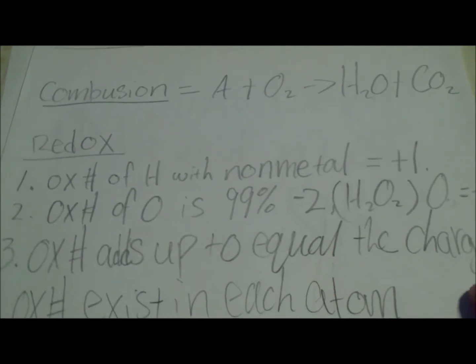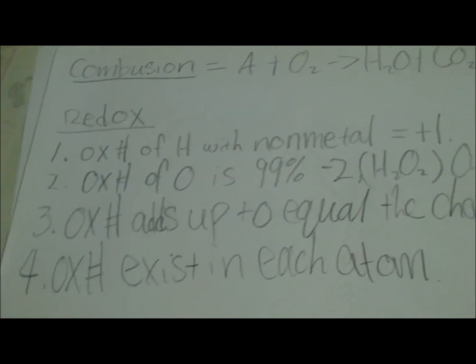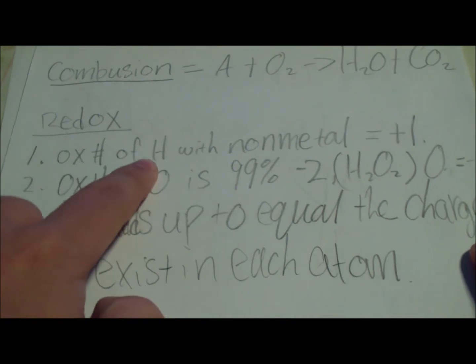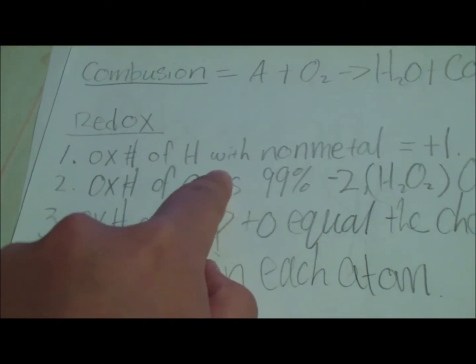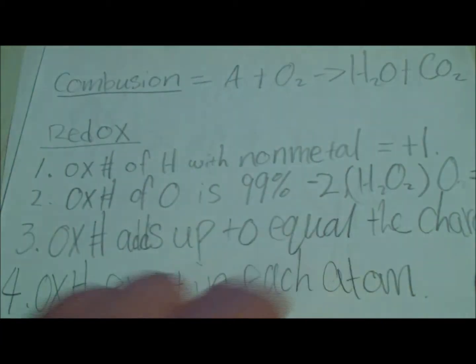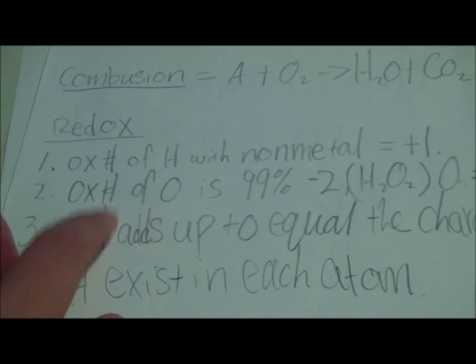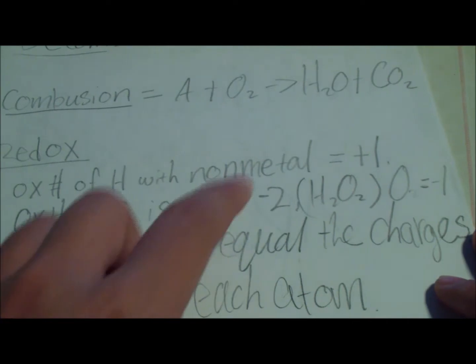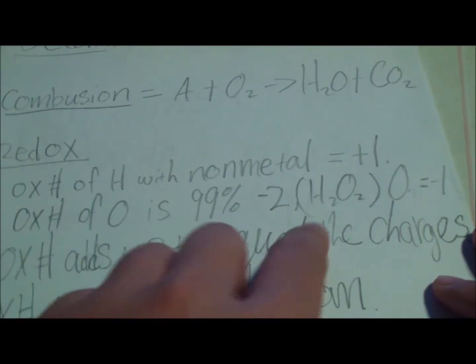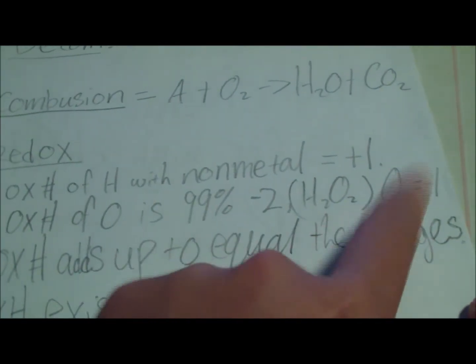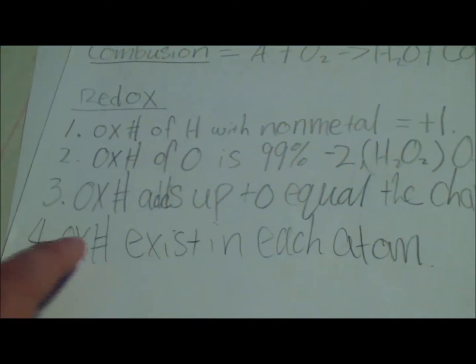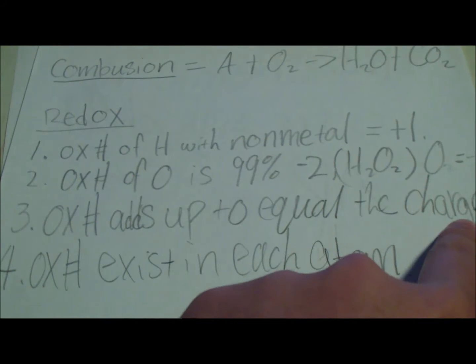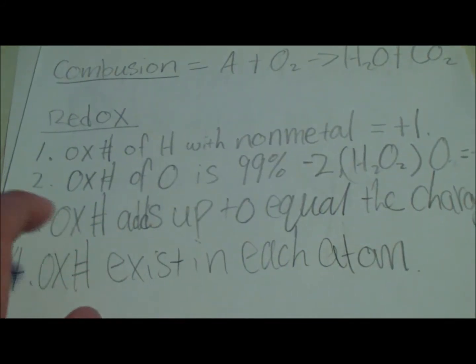For redox, here are some rules I listed that you should remember. The oxidation number of hydrogen with nonmetals is always +1. The oxidation number of oxygen is 99% -2, except in H2O2, where oxygen's oxidation number is -1. The oxidation numbers add up to equal the charge of the substance or molecule.